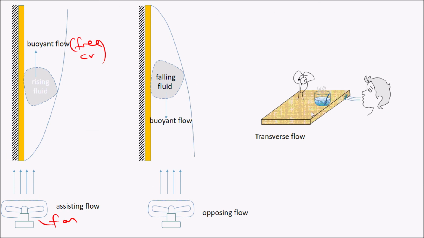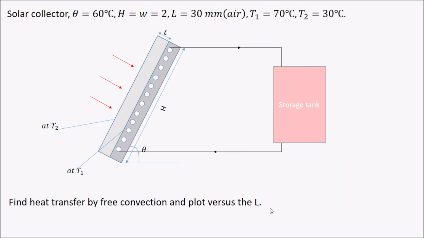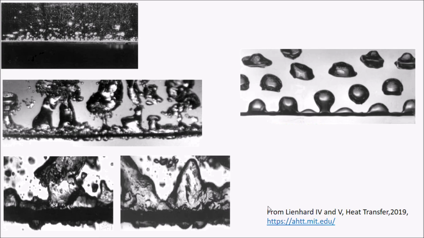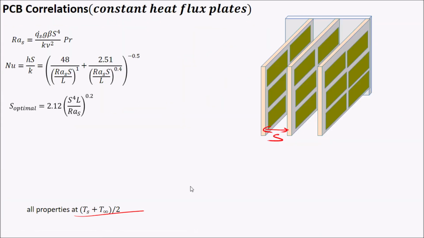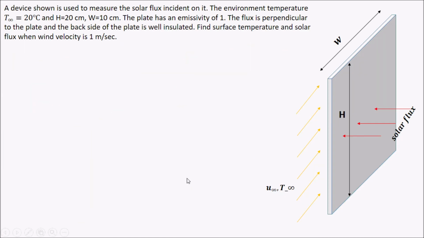And the last case is the transverse flow. Transverse flow, this one in that direction and normal to that direction. This one is forced, normal to free. In this way they are also helping each other, so again it is positive here. And we will have examples here. Examples for natural convection, we will solve them, and then we will talk about boiling and condensation.